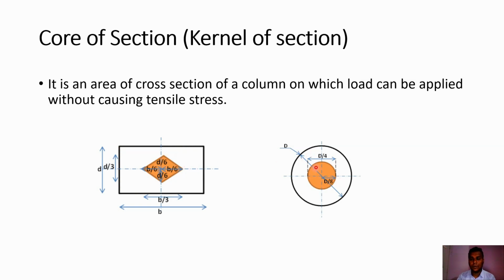Similarly for this circular cross section, if we apply the load throughout this shaded region, whatever resultant stresses are developed over this cross section of the column will be wholly compressive and no tensile stress will be developed. So this particular region of the column is called the core of a section, or it is also called the kernel of a section.